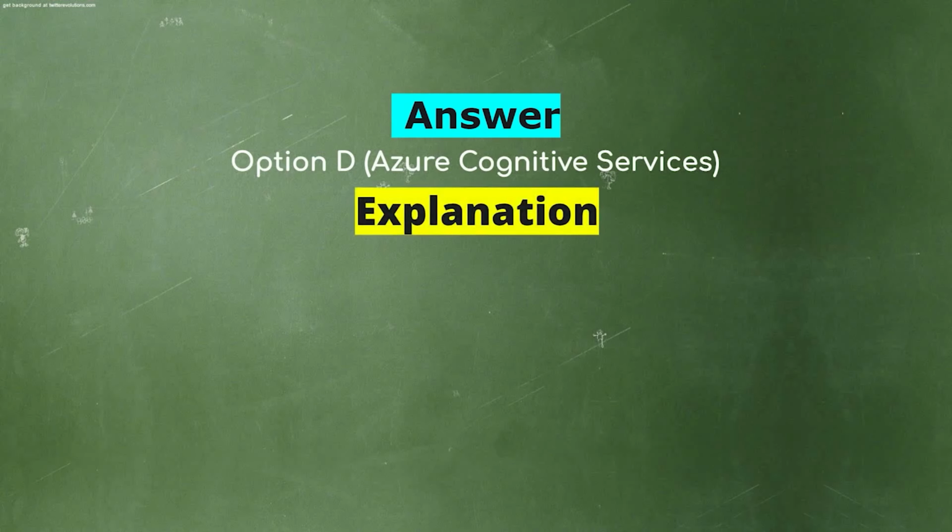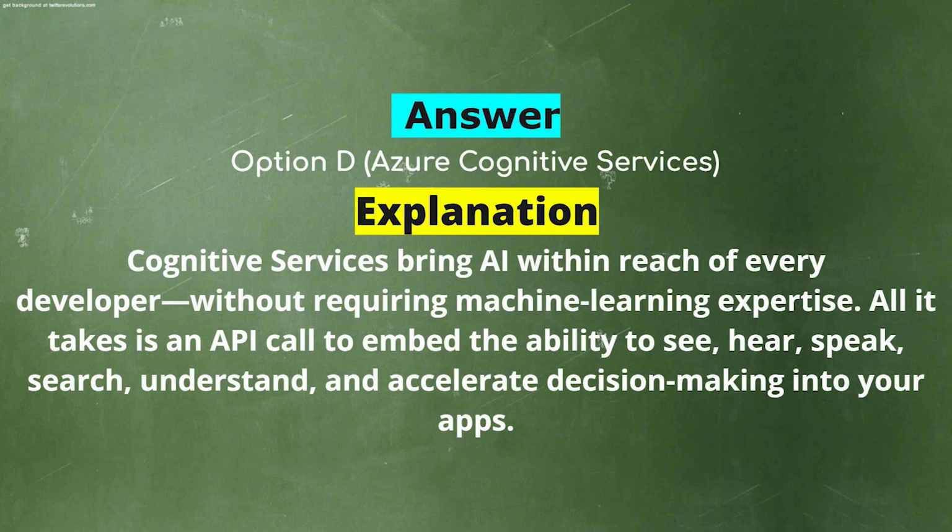Explanation. Cognitive Services bring AI within reach of every developer without requiring machine learning expertise. All it takes is an API call to embed the ability to see, hear, speak, search, understand, and accelerate decision making into your apps.